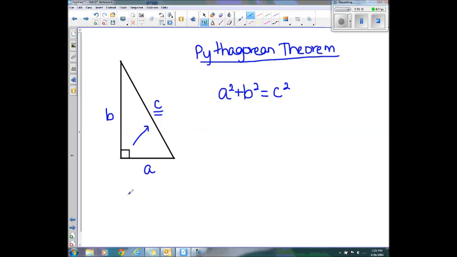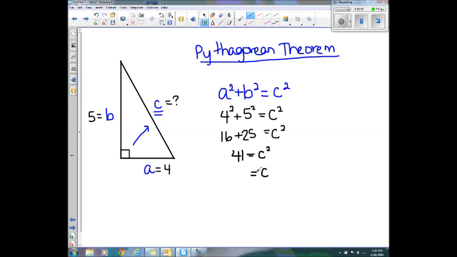So let's say that we know that a is equal to 4 and b is equal to 5. Then I can find c by saying 4 squared plus 5 squared has to be c squared. And then I can figure out what c is. So 16 plus 25 has to be c squared. So 41 is c squared.